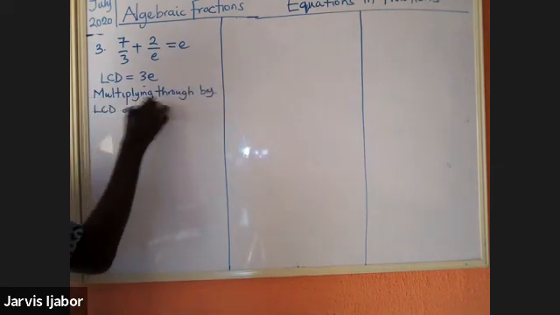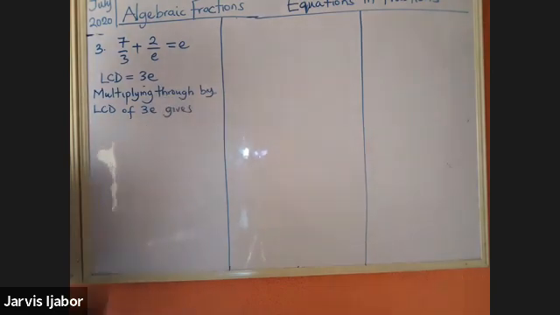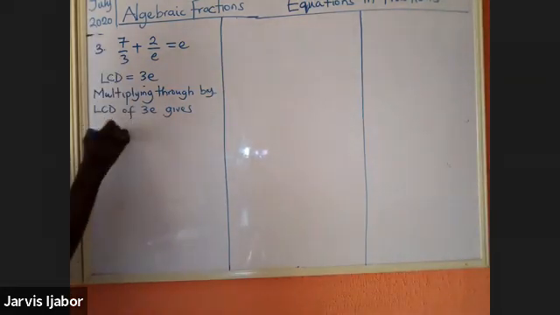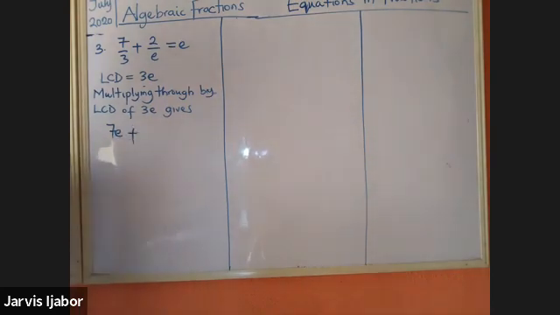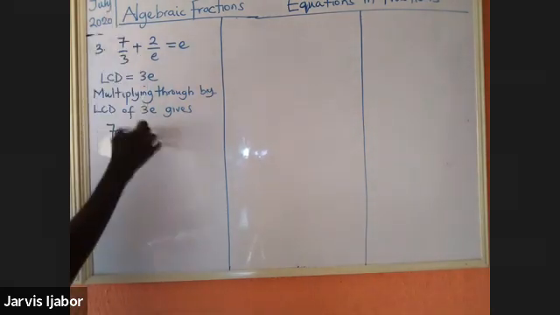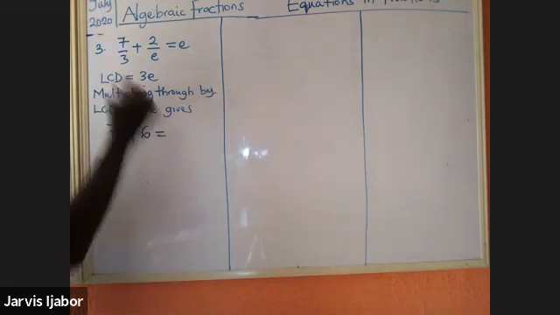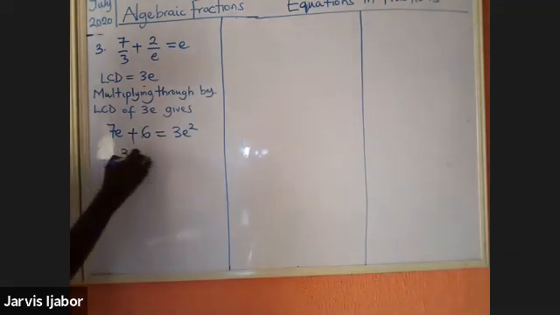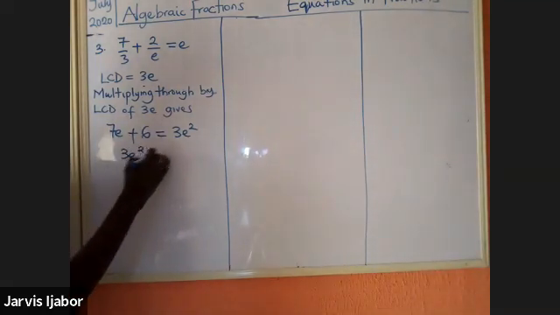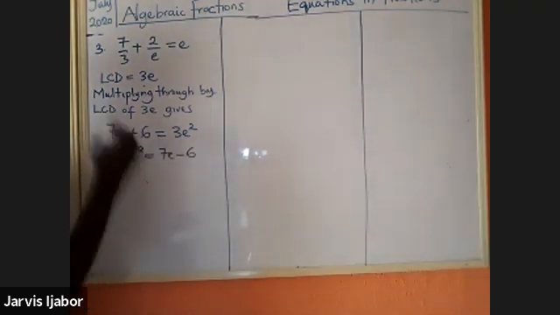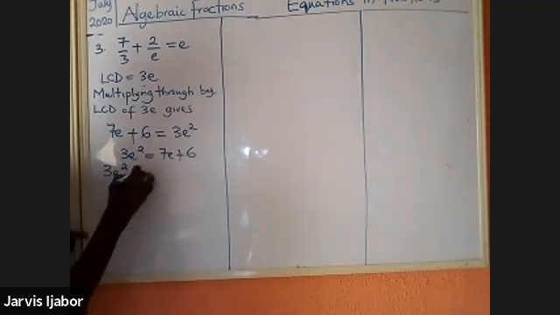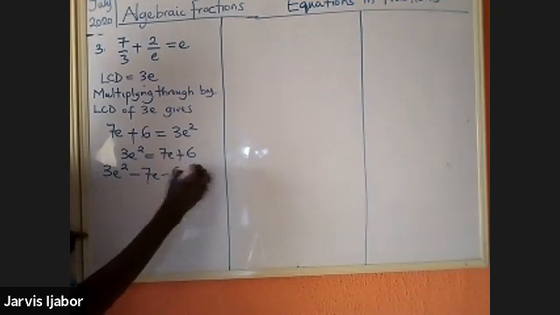Multiplying through by LCD of 3E gives, I'm only doing this for this question. I will trust that from the next questions that will come, you'll be able to know what to do. So that will give me 7E plus 6 equal to 3E squared. So I will rewrite this. This will give me 3E squared equal to 7E minus 6 plus 6 rather. That will give me 3E squared minus 7E minus 6 equal to 0.